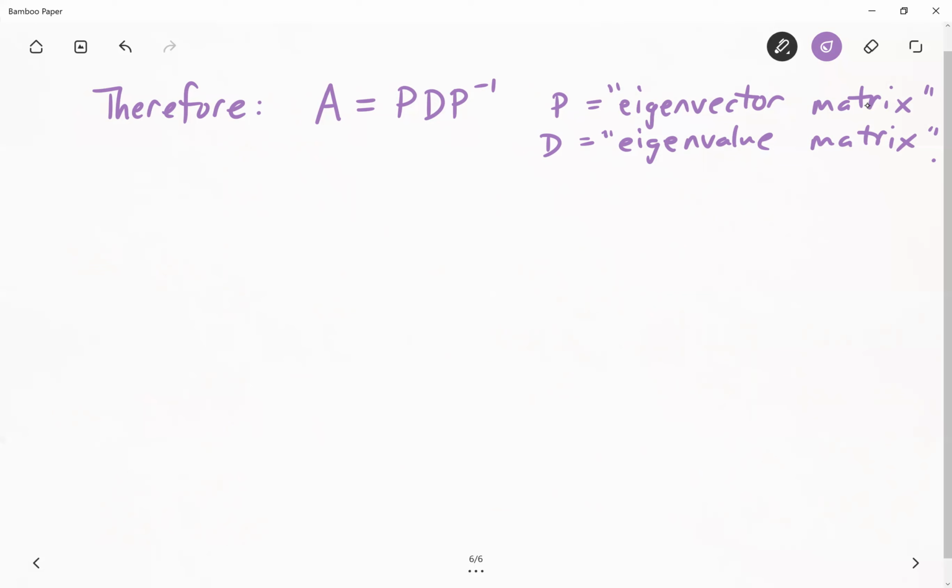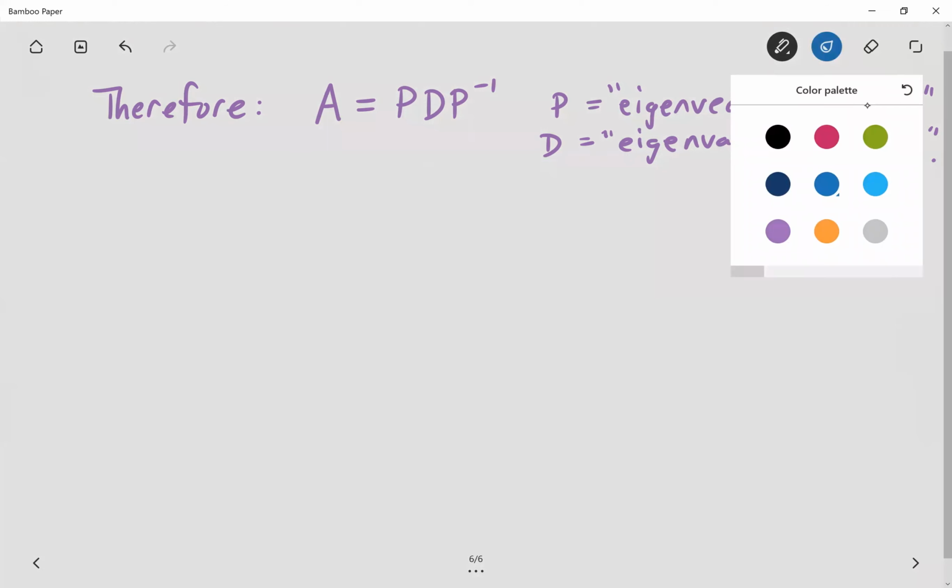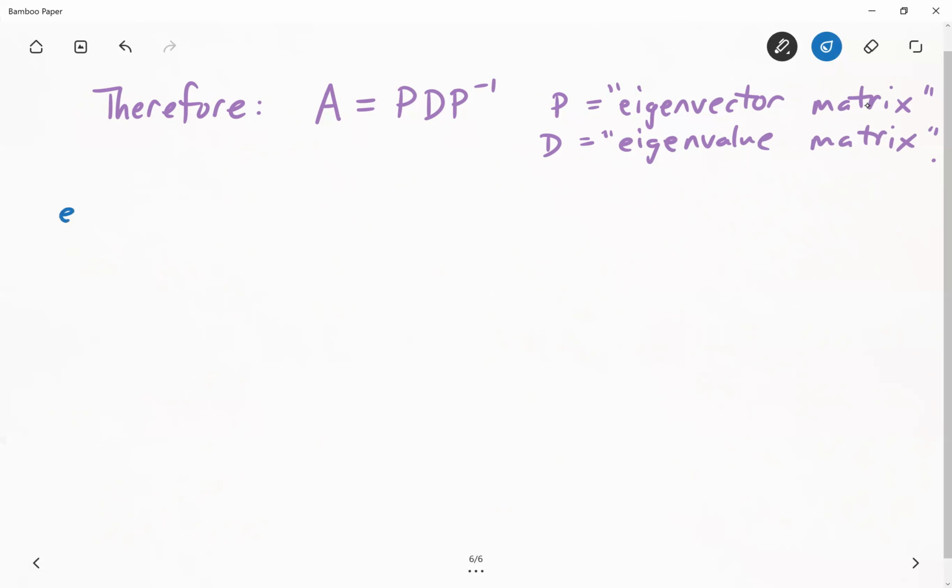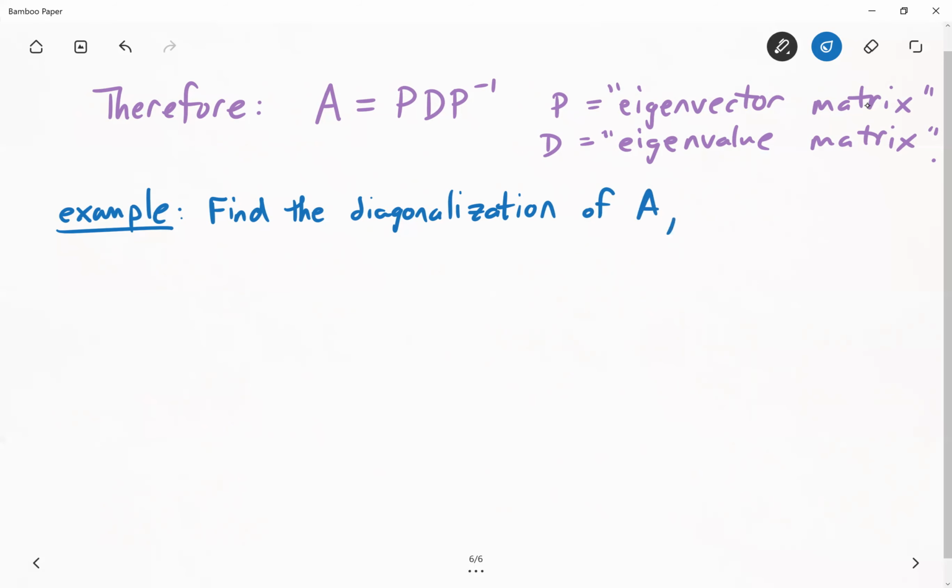All right, so enough theory. Let's actually do some calculations here. Let's do some examples. In all the examples, we have basically the same goal. We're going to calculate the diagonalization of a matrix. And we'll find the diagonalization of a matrix A, and then we'll use it to maybe calculate a power of the matrix A.